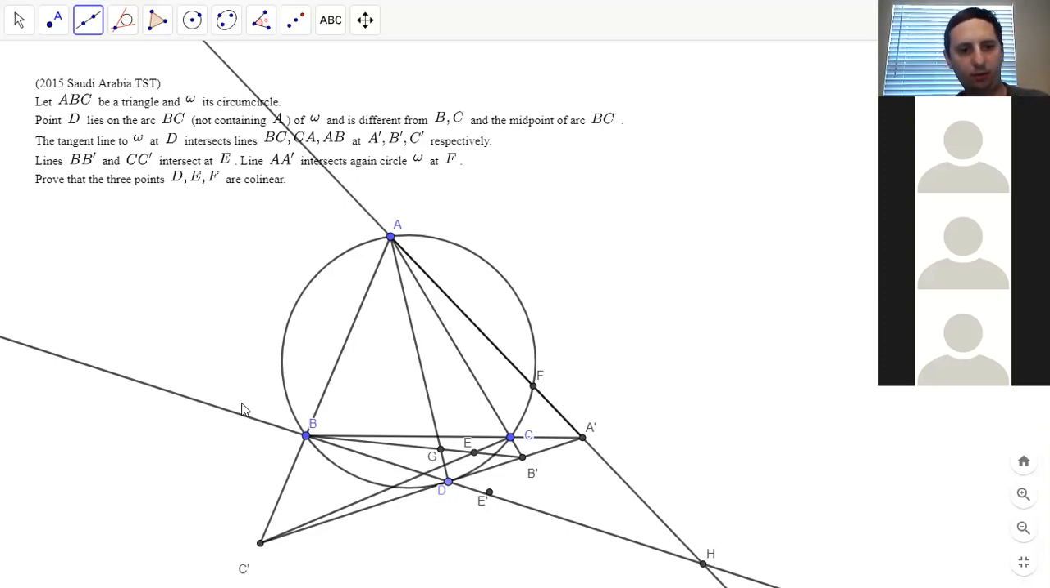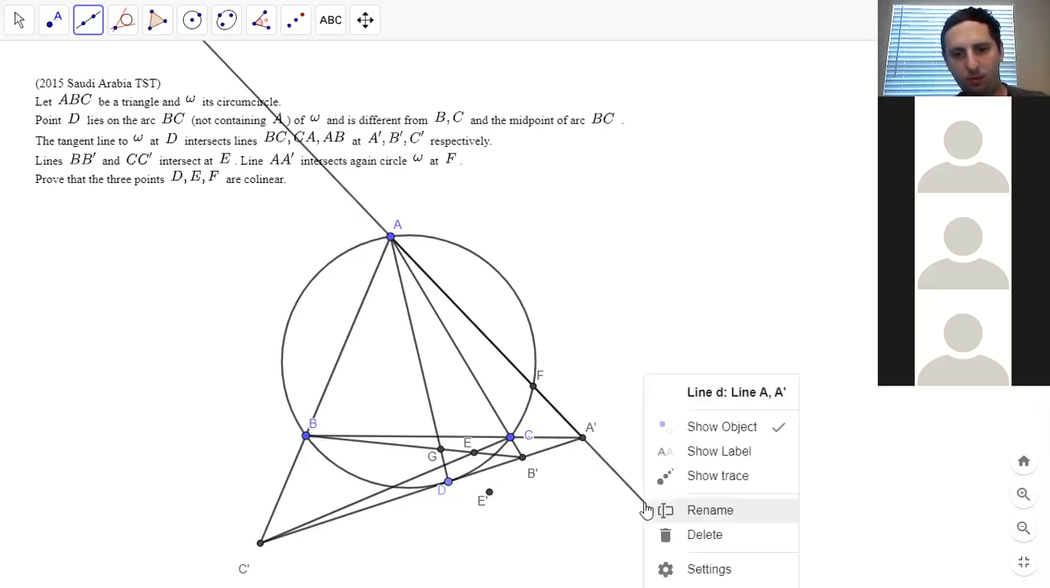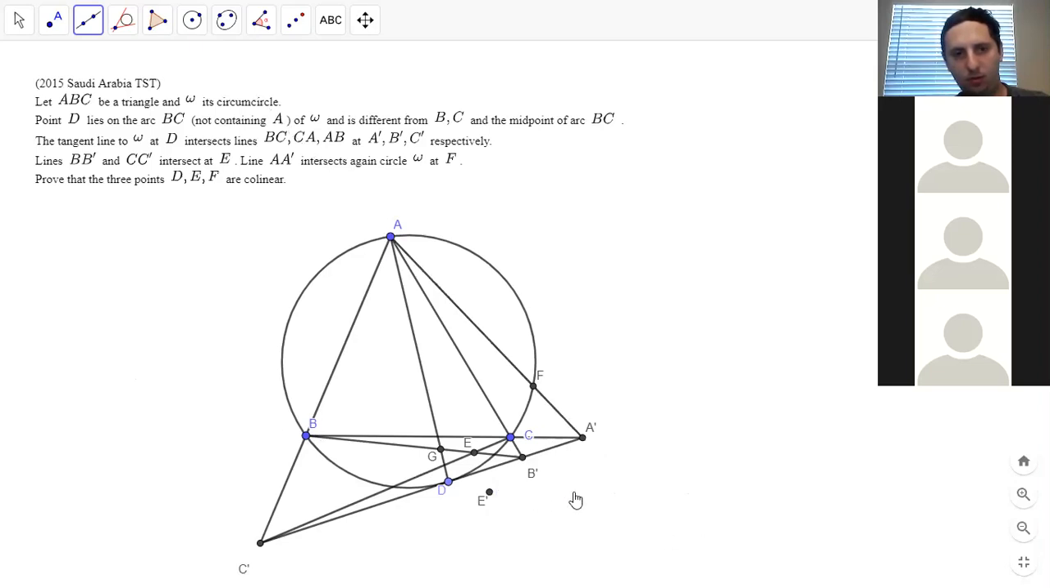I don't know why this one is so hard. It looks easy, but sorry.